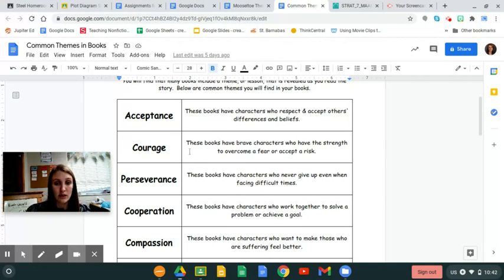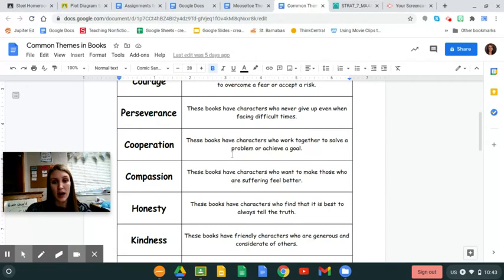Now, perseverance is a word that you may or may not know. Perseverance has to do about grit. So when we persevere in school, that means we work through those tough math problems. So books that are about perseverance have characters who never give up, even when there's something really difficult in front of them. And the whole book is about how they don't give up. They persevere through the tough times, right?